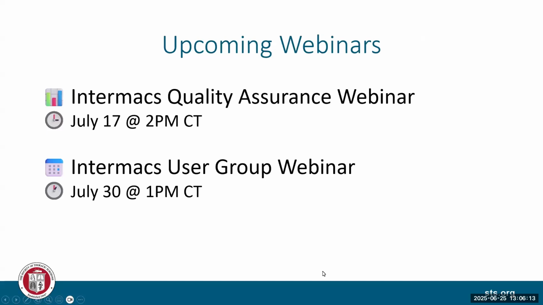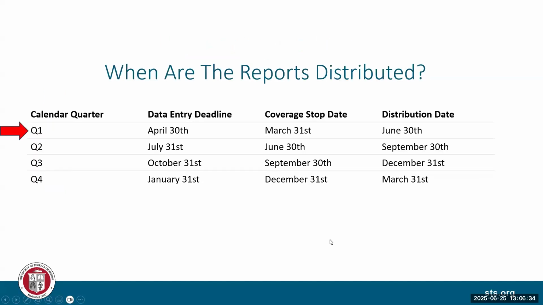Speaking of future webinars, our upcoming schedule: the Intermacs Quality Assurance webinar will be on July the 17th at 2 p.m. Central. And then our user group webinar will be on July the 30th at 1 p.m. Central. Quarter one reports will be distributed on Monday, June the 30th. And then I have listed here the schedule for the rest of the year. I want to take a look at that. Brandon is on the call today, and he has some reporting updates. So I will turn it over to Brandon, and I will stop sharing.